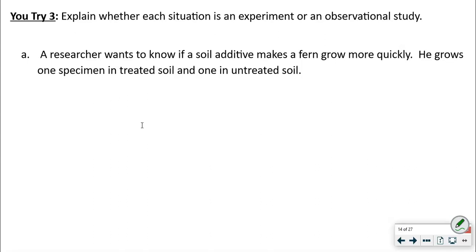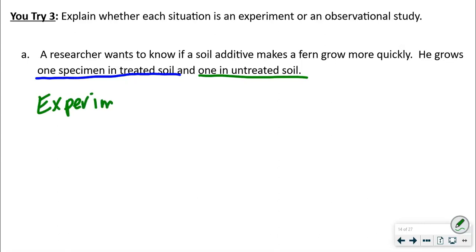Pause the video here. So this one says a researcher wants to know if a soil additive makes fern grow more quickly. So he grows one specimen in treated soil and one in untreated soil. So notice we have one specimen in treated soil, one in untreated. What do you think this is going to be? Yep, an experiment, right? Because we have a control here. We have one that actually has the treatment and one that doesn't.